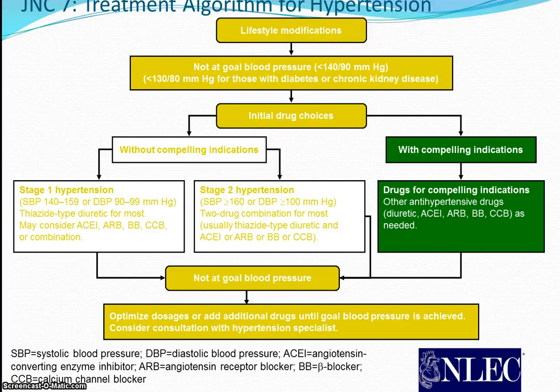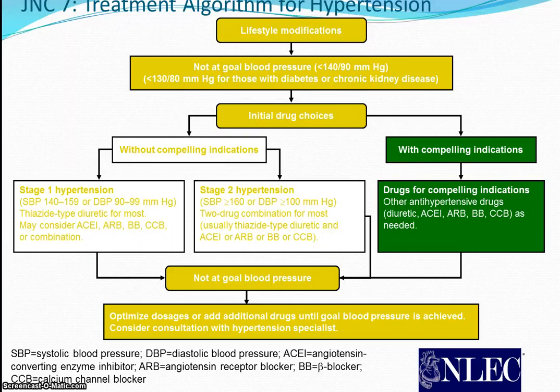Right? If they're stage 2 and they don't have disease, so we're still in the white box with the yellow letters here, one in the middle, meaning their systolic is greater than 160 and their diastolic is greater than 100, we're going to do a combo. All right, so they get a diuretic and they get an ACE inhibitor or blocking agent.